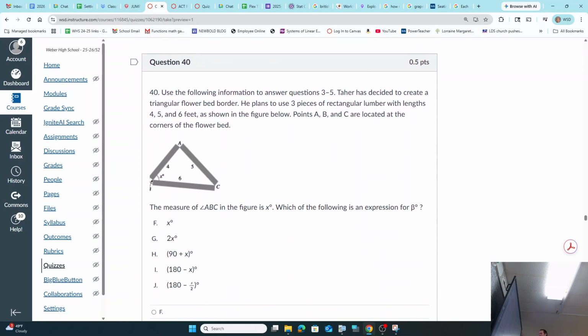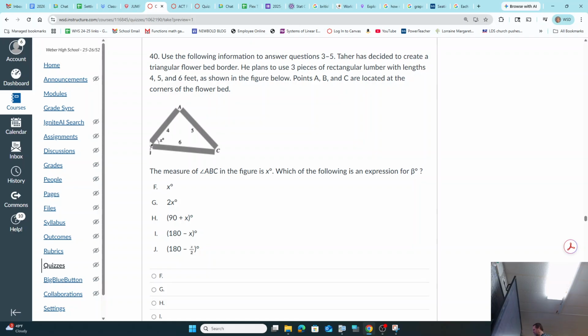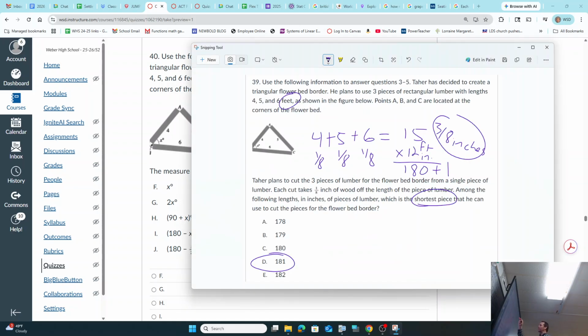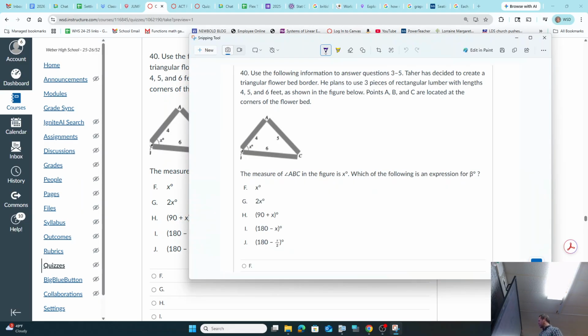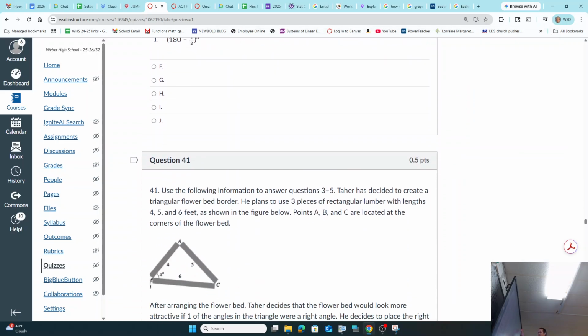Okay, so same idea but different question. I think this one is supplementary angles, because I think the answer is I. They want to know what that angle is, which is beta. So I think it's supplementary. Go with me on that. I don't want to say for sure, but I think so. Okay, there we go. Next one.